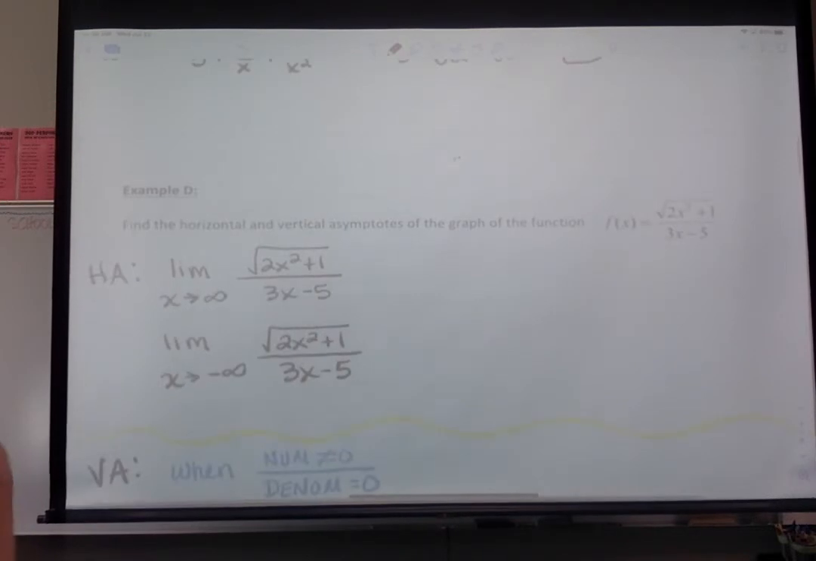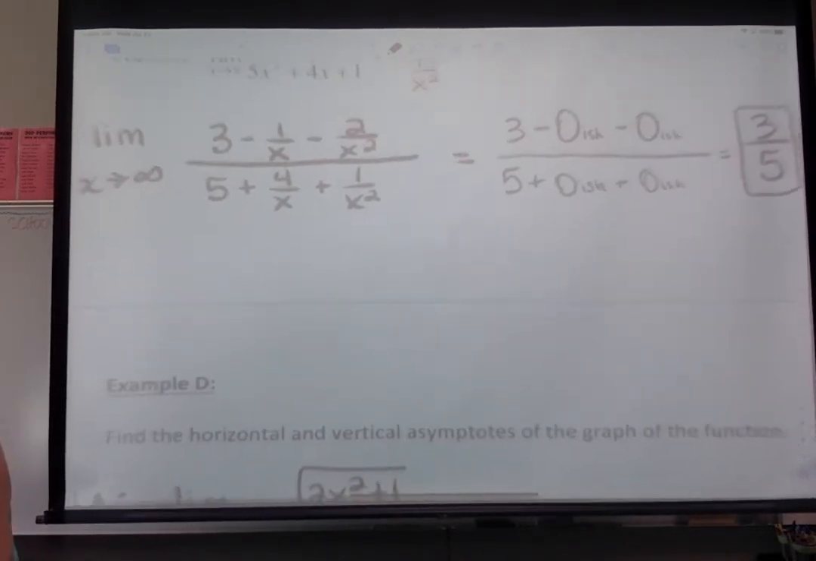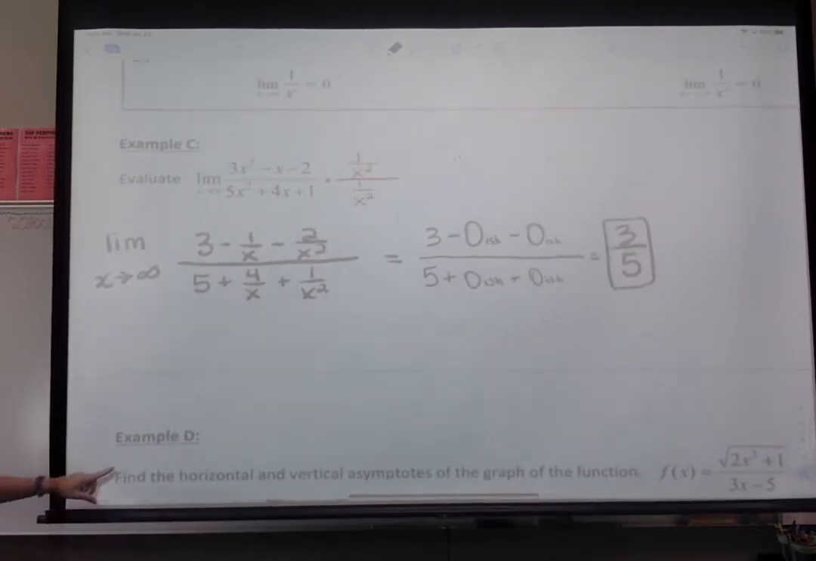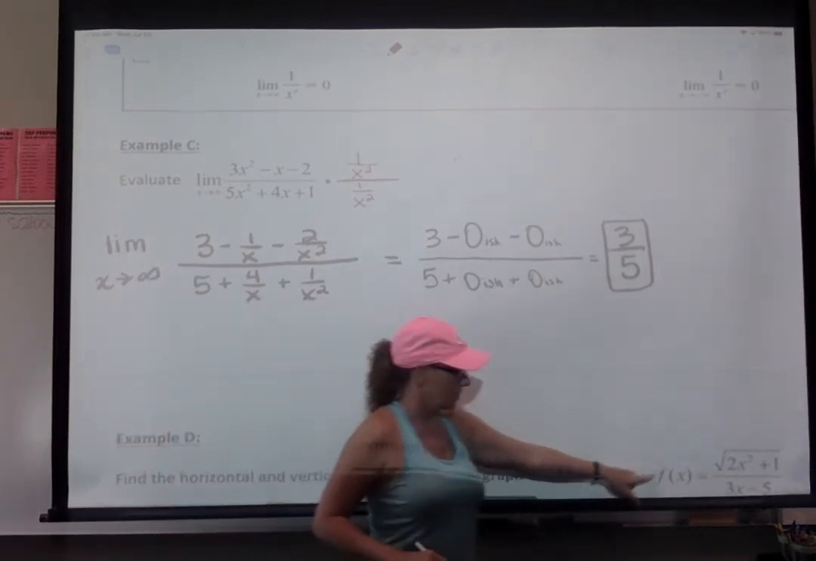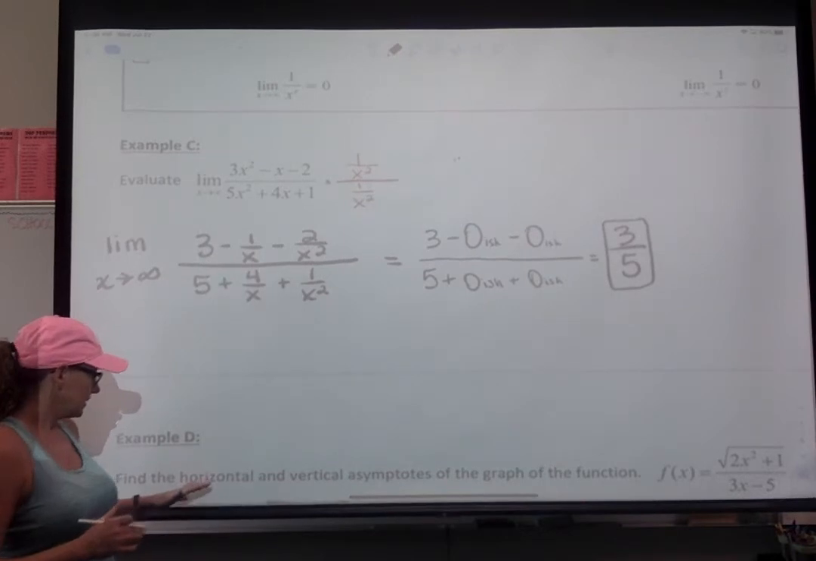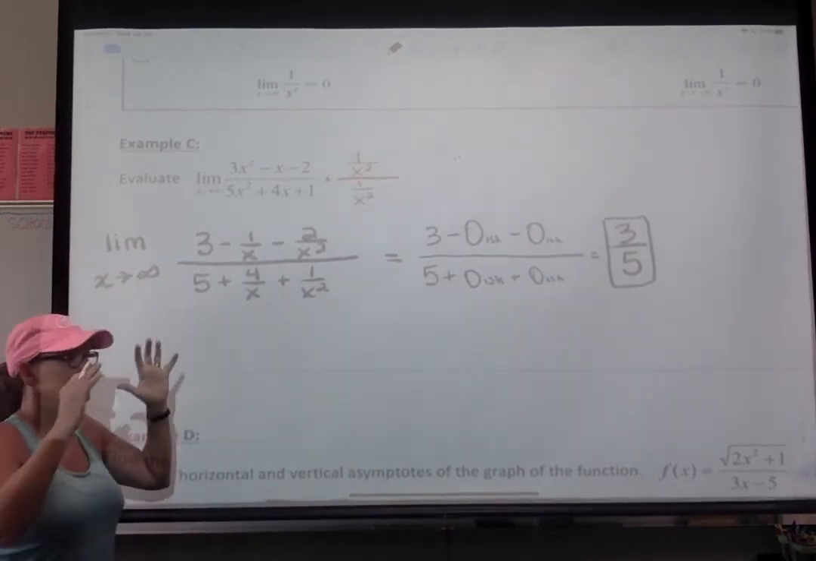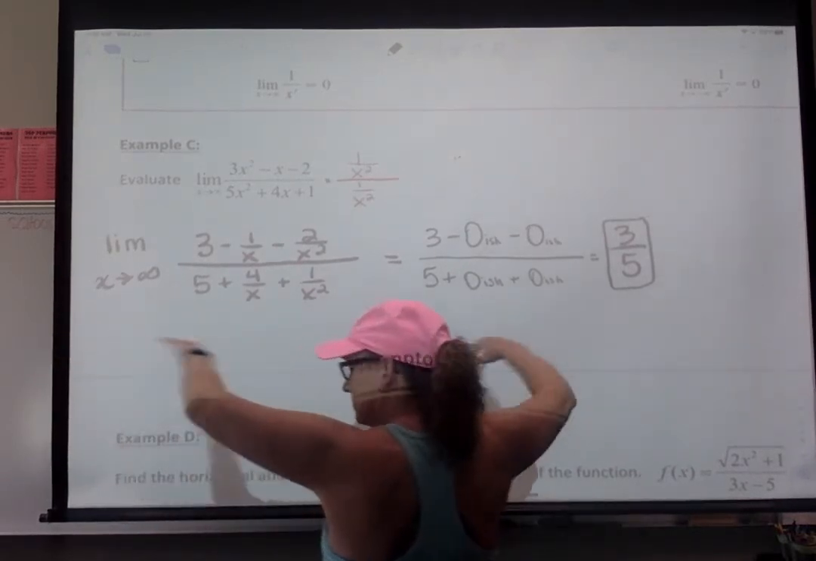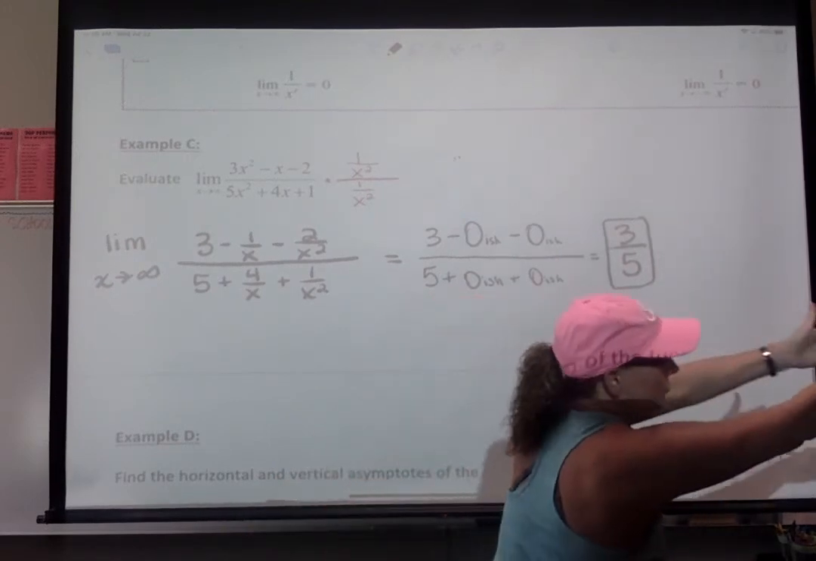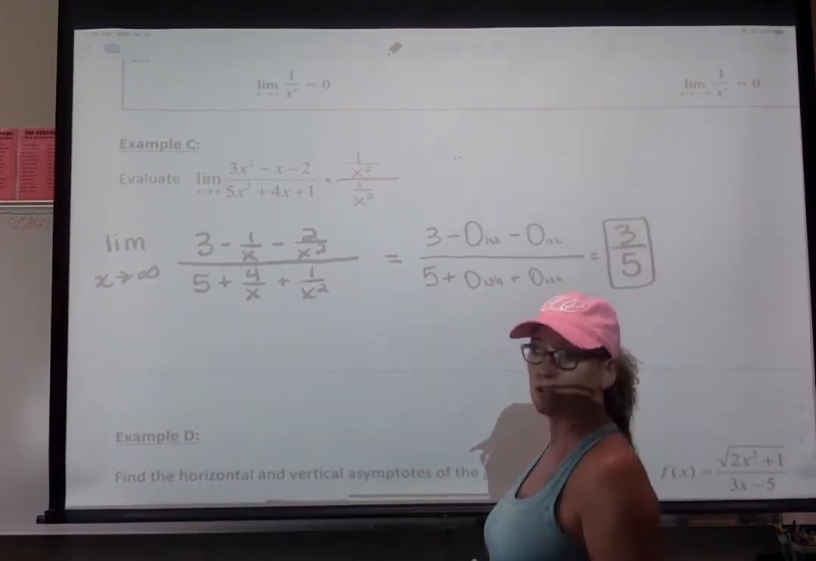Okay, next one. You are supposed to find horizontal and vertical asymptotes for this function. Now, I just went over horizontal asymptotes on the front page. Horizontal asymptotes, remember, we see horizontal asymptotes when we look toward infinity and when we look toward negative infinity. That's when we see horizontal asymptotes.